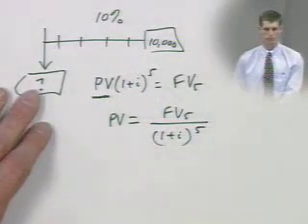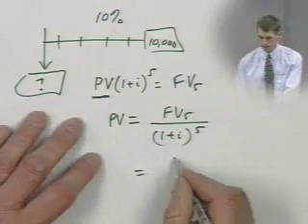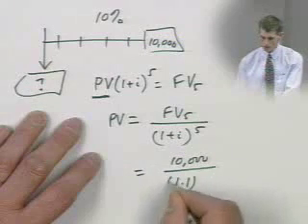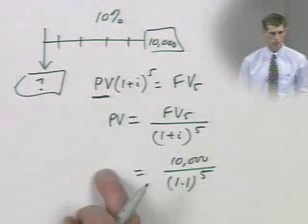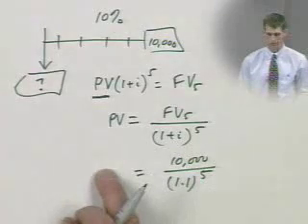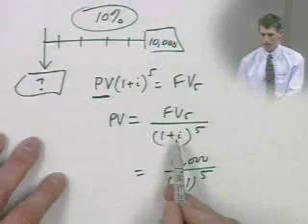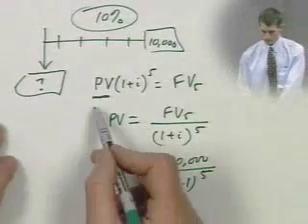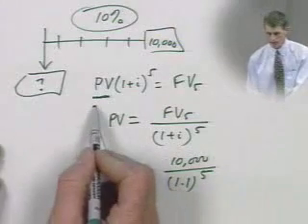Everybody with me? So in this case, plug some numbers in. The present value is equal to 10,000 divided by 1.1 to the 5th power. And if we had a calculator that did exponential notation, we would then get that number. Questions? Where'd you get the 1.1? Where do we get 1.1 from? 10%. 1 plus 10% is equal to 1.1.